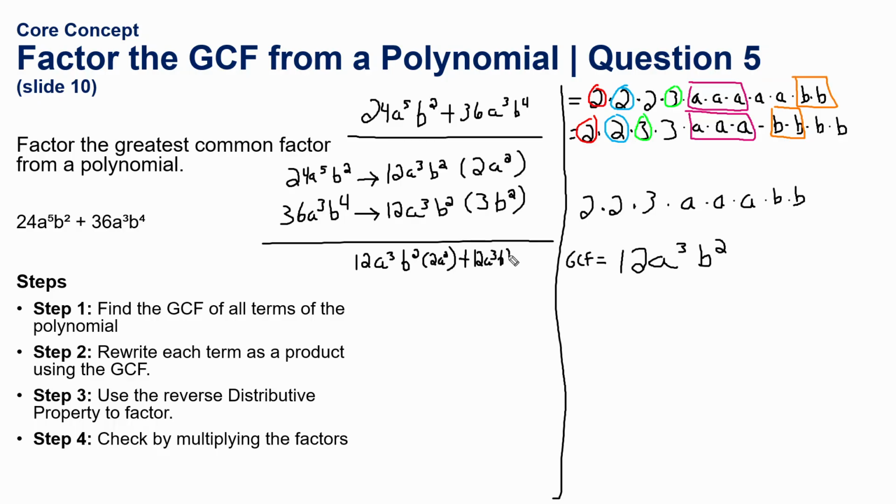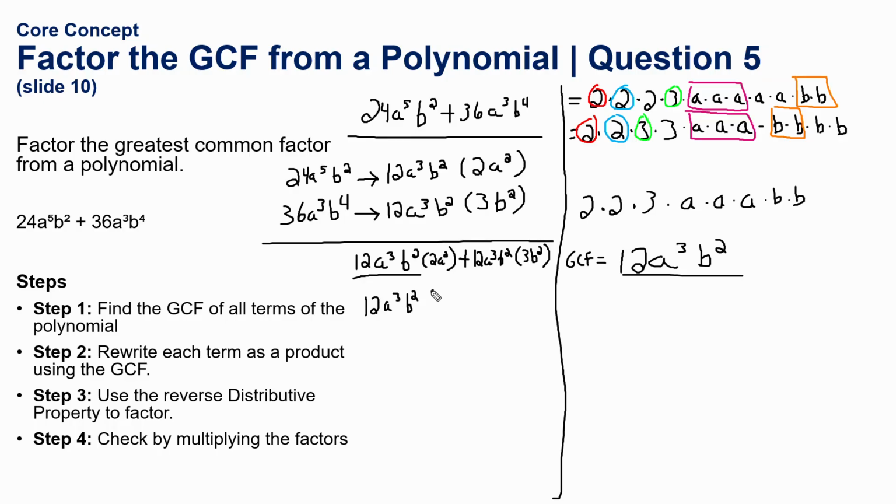Hopefully I don't run out of room. Really close. Okay, so now we have our 2 terms written. Let's use the reverse distributive property to factor. Again, we start with our greatest common factor. That's this guy. So we have this on the outside of our parentheses.